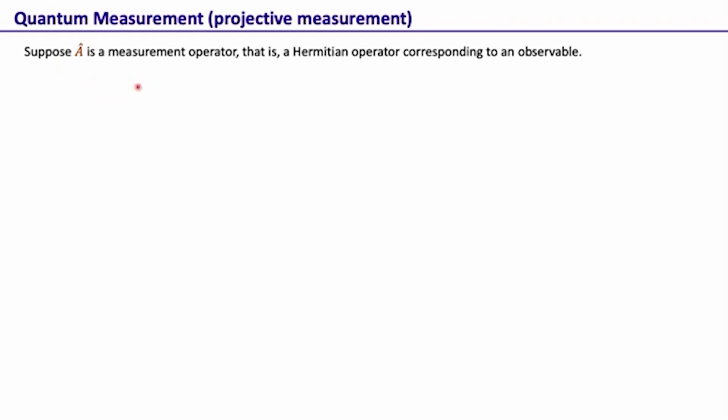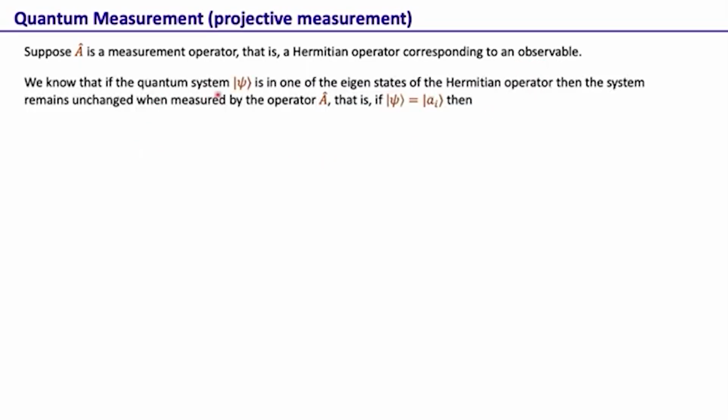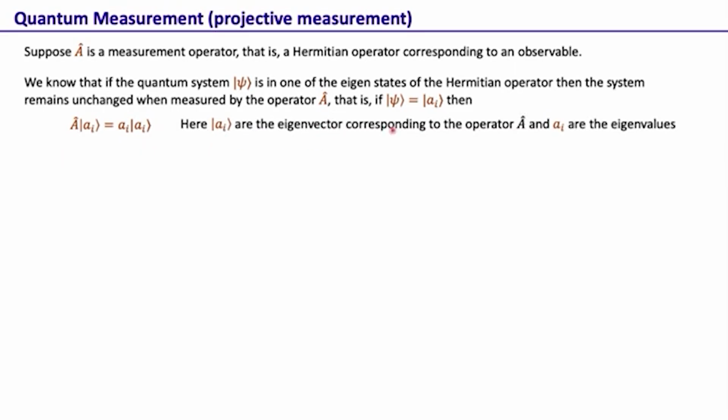So let's say A is a measurement operator, that is a Hermitian operator corresponding to an observable. Of course it corresponds to a dynamical observable. Now we know that if the quantum system psi is in one of the eigenstates of this Hermitian operator, then the system remains unchanged when measured by the operator A. That is, if psi is equal to ket a_i, where the kets a_i are the eigenstates of A, then if we act on this state with the measurement operator A, the system remains the same, it doesn't change. And a_i are of course the eigenvectors corresponding to this operator A, and the a_i are the eigenvalues.